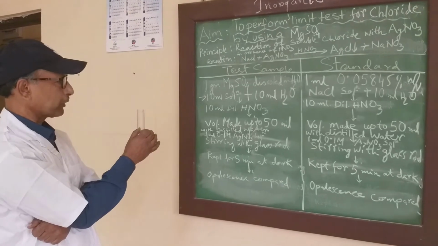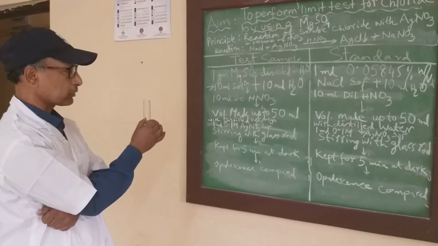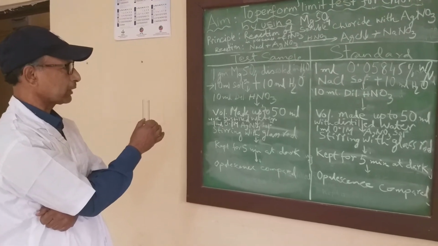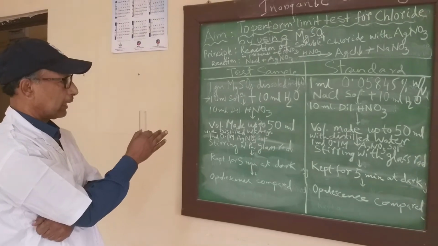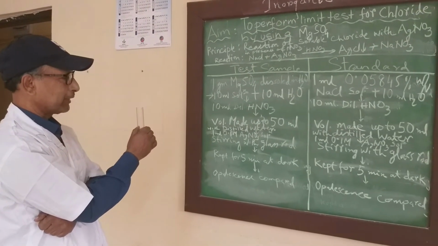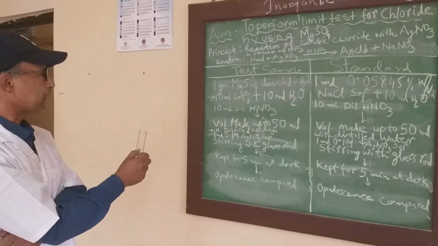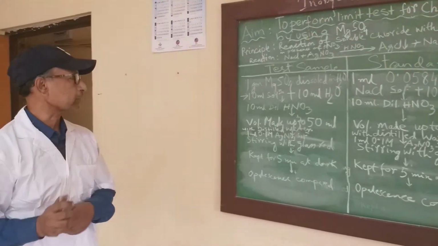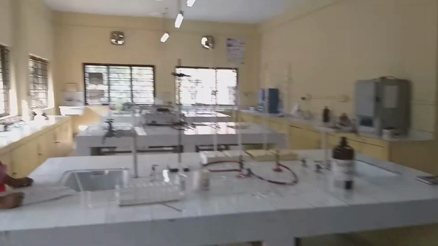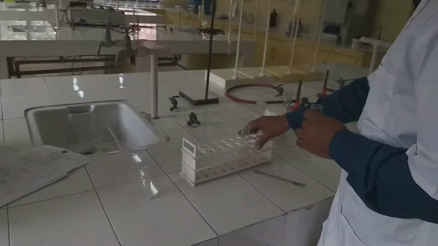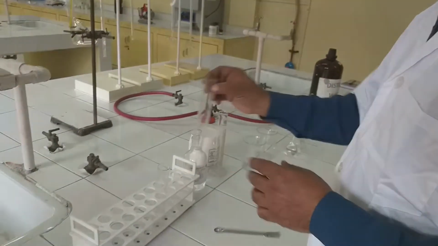Then 1 ml of 0.1 molar silver nitrate solution will be added. We will stir it with a glass rod for completion of the reaction. The reaction will produce silver chloride, and we will keep it for 5 minutes in a dark place for the completion of the reaction. Then we will compare the turbidity or opalescence with the test solution. Standard.